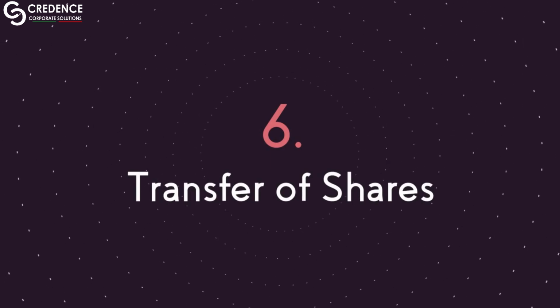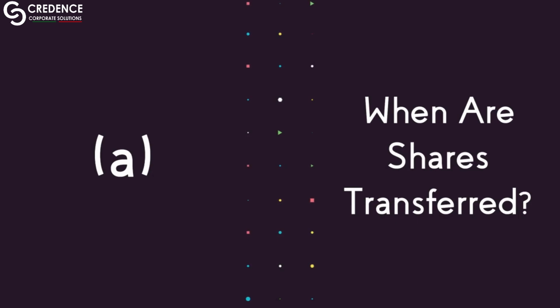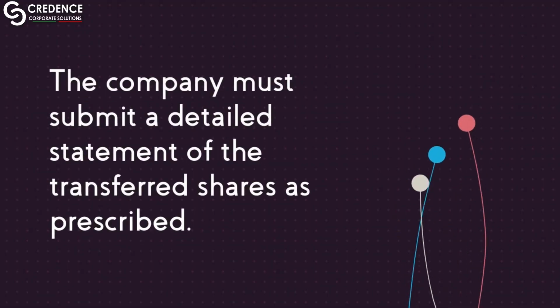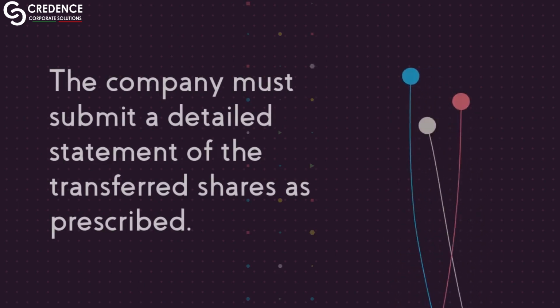6. Transfer of shares to IEPF. A. When are shares transferred? If a dividend remains unclaimed for 7 consecutive years, the corresponding shares related to that dividend must also be transferred to the IEPF. The company must submit a detailed statement of the transferred shares as prescribed.